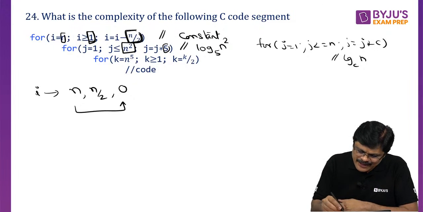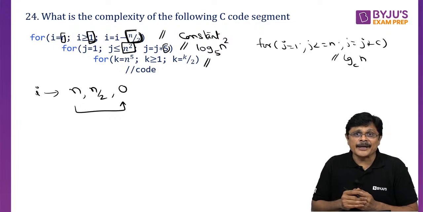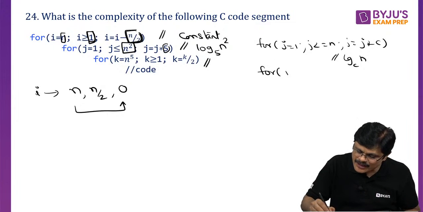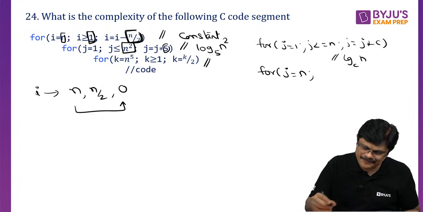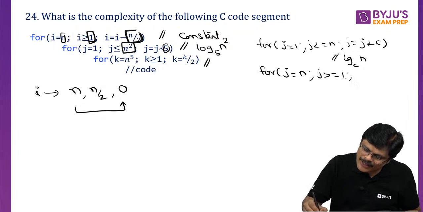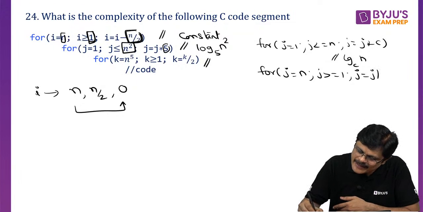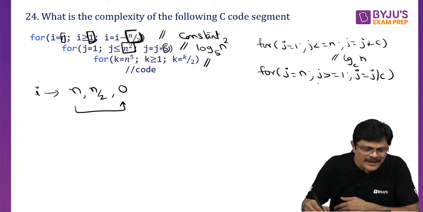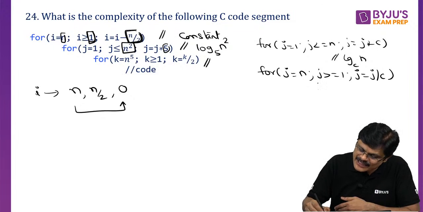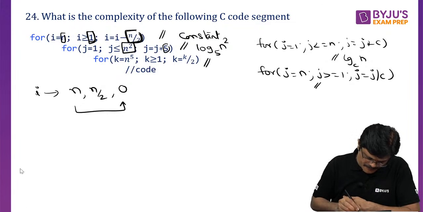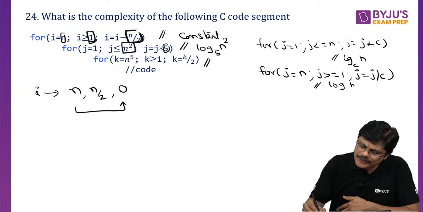Now what is this? This is the reverse of our rule. We can write this rule in reverse order: j equals n, j greater than or equal to 1, but every time you are dividing by a constant, j equals j by C. Then this will iterate log n to the base C times.